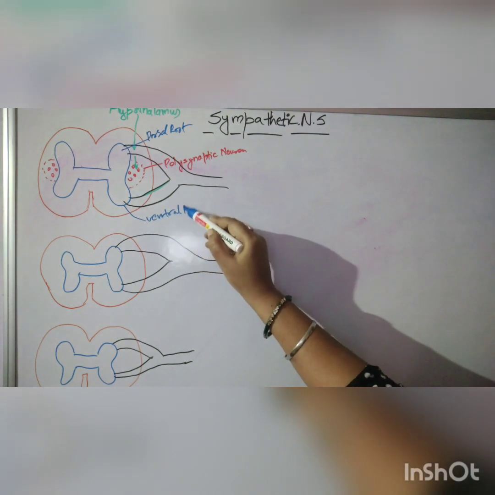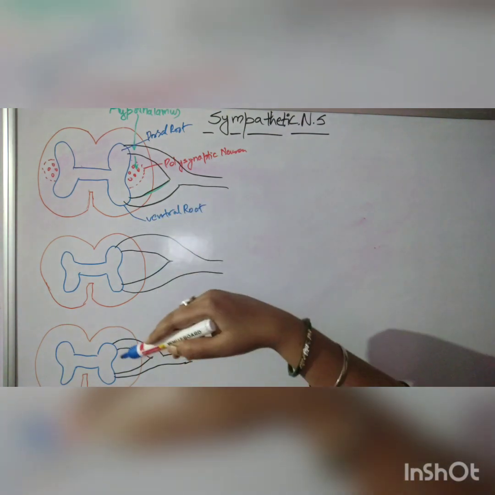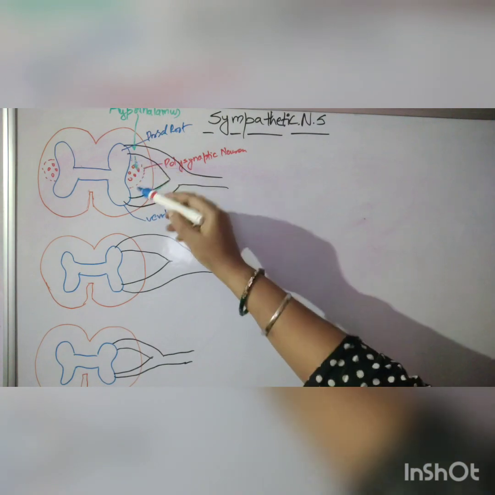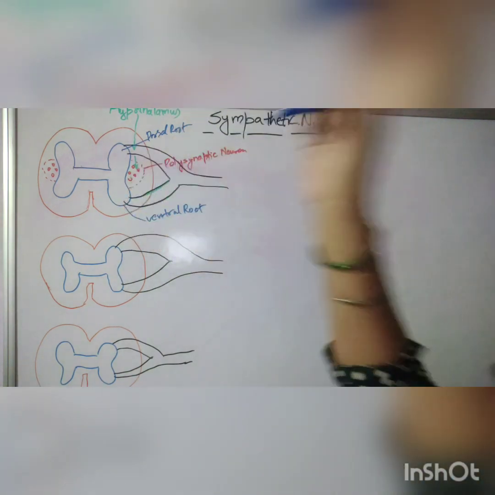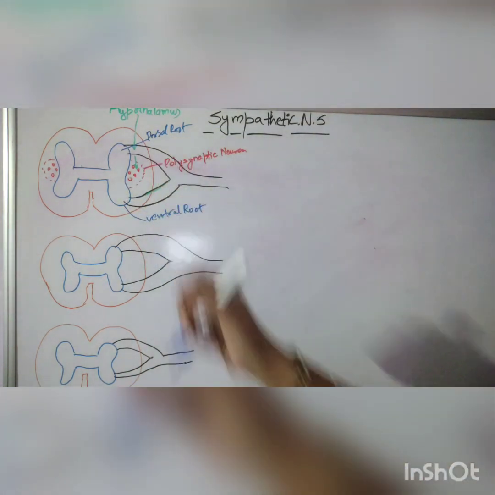This we have already discussed. So in between this there are cell bodies present. This is in the lateral section. Here there will be the presence of cell bodies.